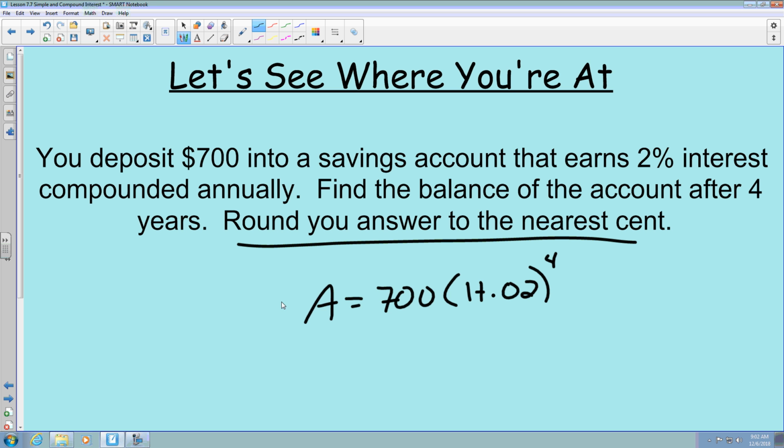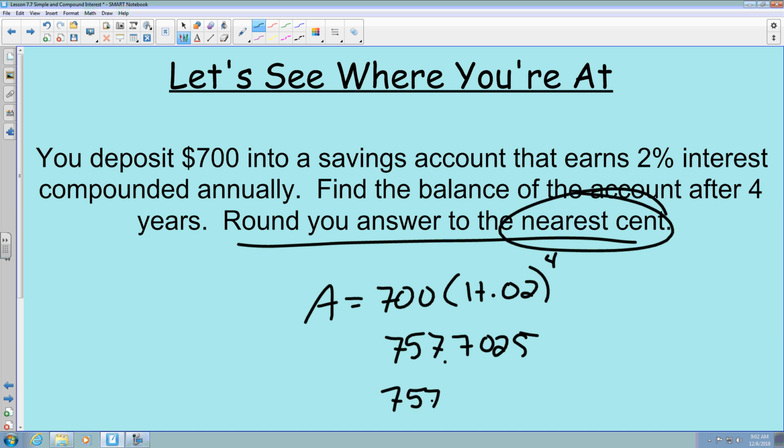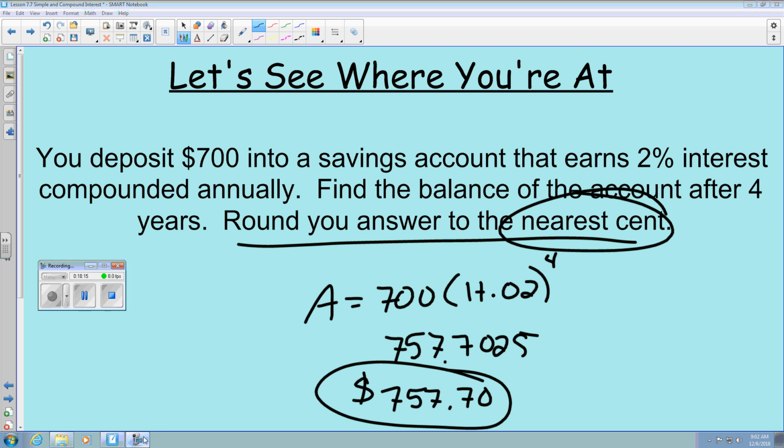So 1.02 raised to the fourth power is about 1.08243216. Times that by 700, I got 757.7025, and you round it to the nearest cent, so it's going to be 757.70. So $757.70. And that is being able to solve problems using simple and compound interest. Hope this helps. Until next time.